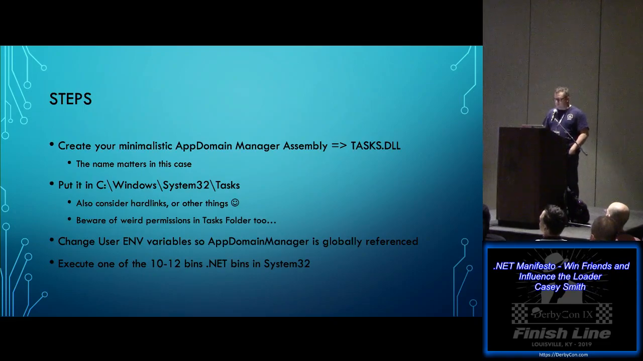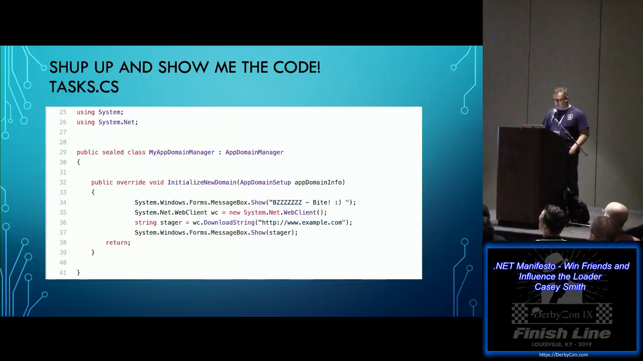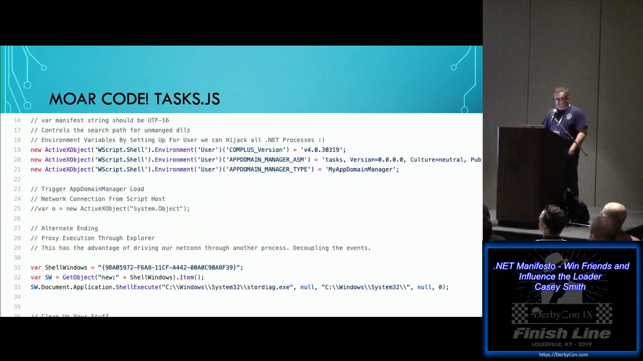So the steps would be simply copy your task DLL into that folder, change a few environment variables, and now you can load up your assembly. So let's look at the code. It's simply an app domain manager that inherits from the app domain class. Like I said, all this is going to be on GitHub. This is what the JScript file would look like to load it.